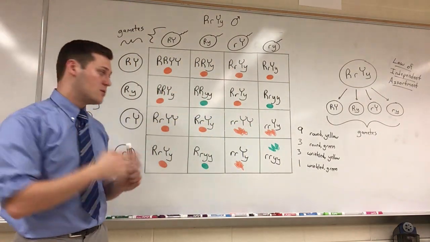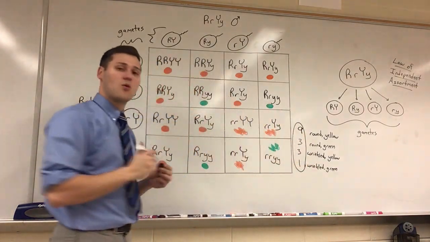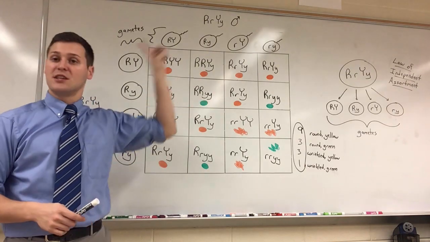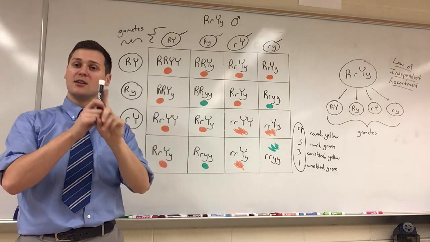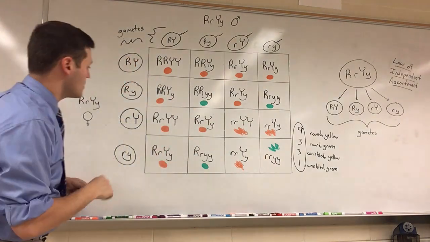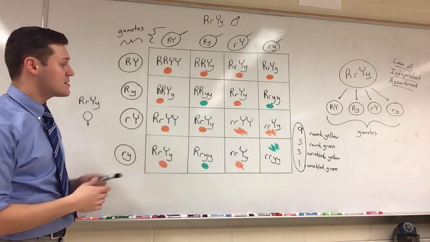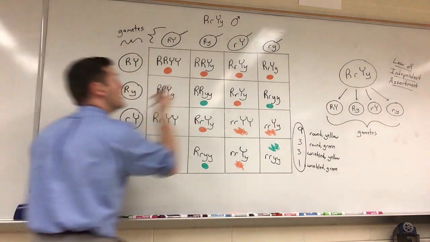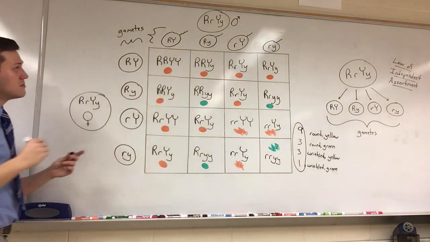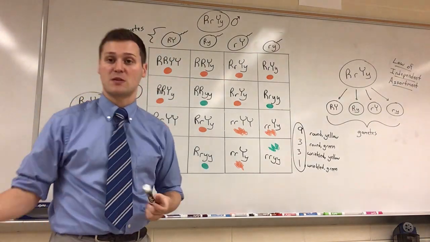And it's important to note, this is a ratio that you should commit to memory. This 9 to 3 to 3 to 1. We always get that ratio if we're dealing with independent assortment, where the alleles for the genes of interest are on different chromosomes. If we're considering 2 traits like this, and if we do a double heterozygote with a double heterozygote, we're going to see a 9 to 3 to 3 to 1 ratio in the F2 offspring.